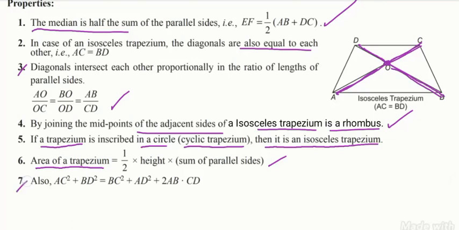One more important point we have: the relation between diagonals and sides. Diagonal AC square plus BD square is equal to BC square plus AD square plus 2AB into CD. Okay, very important, note it. So this is about trapezium.